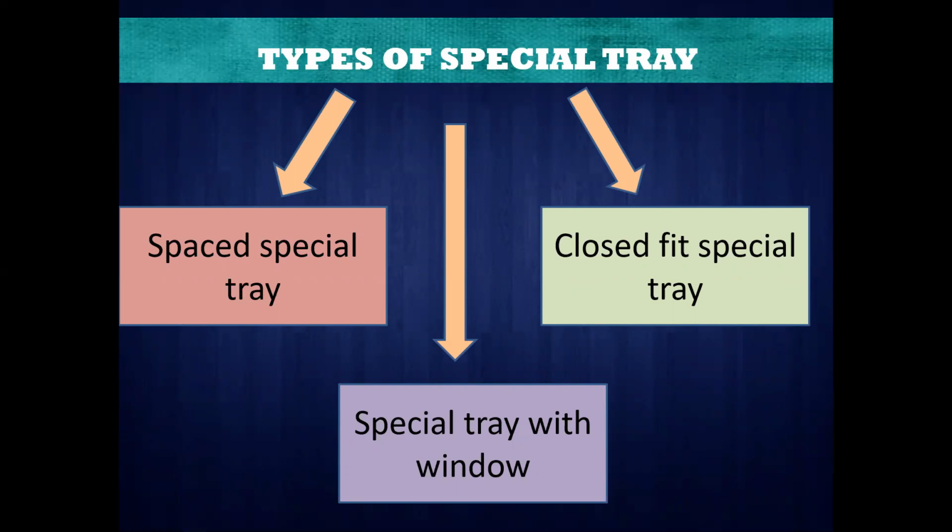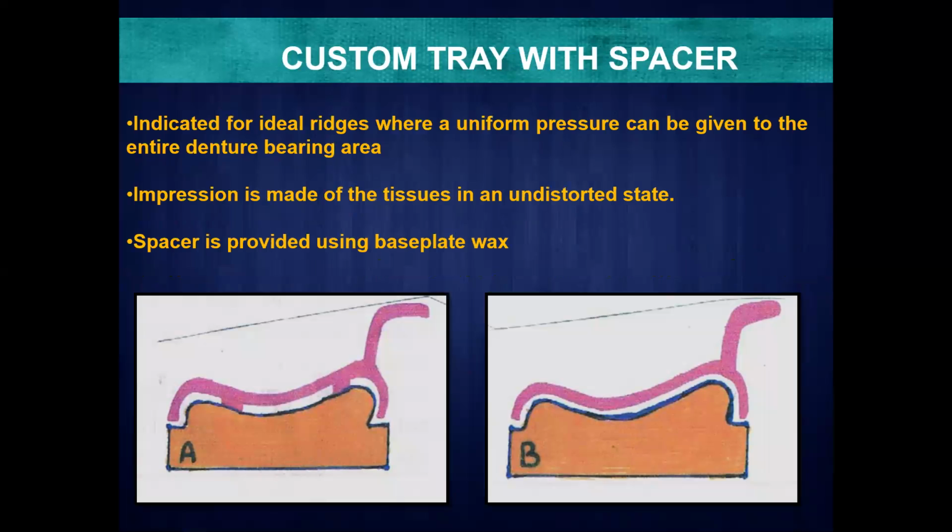You can have a spaced special tray, closed fit special tray, or a special tray with window, depending on the patient's condition. The custom tray with spacer is indicated for ideal ridges where a uniform pressure can be given to the entire denture bearing area. Impression is made of the tissues in an undistorted state, and the spacer is provided using base plate wax.